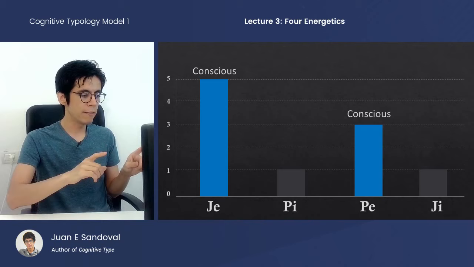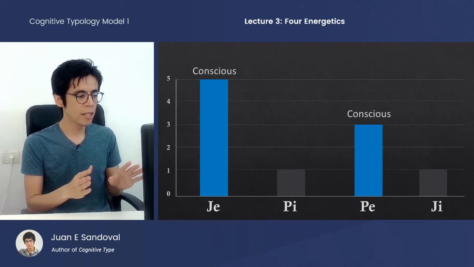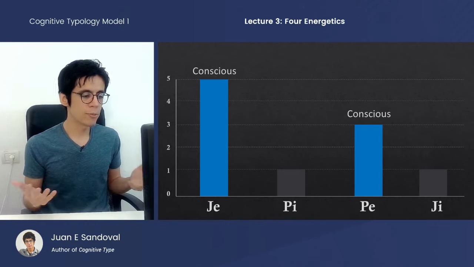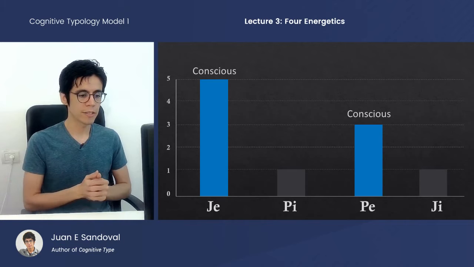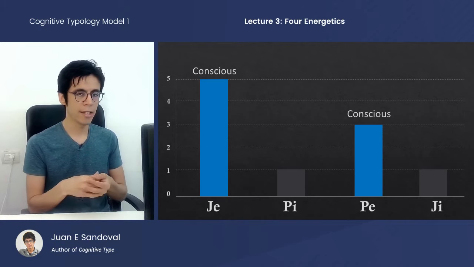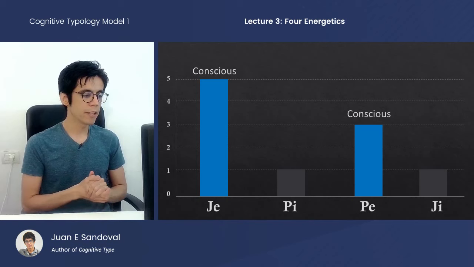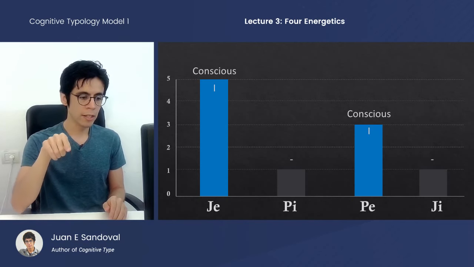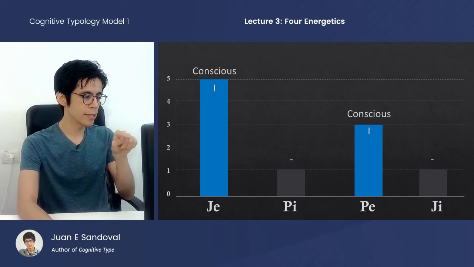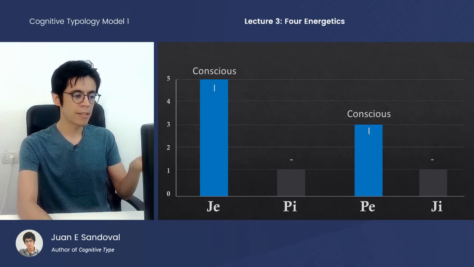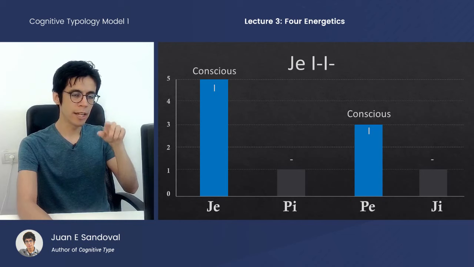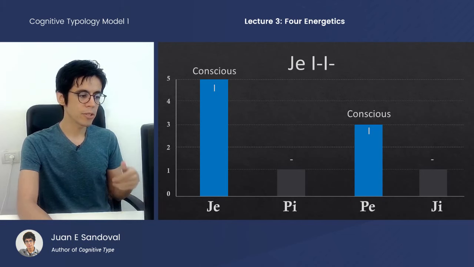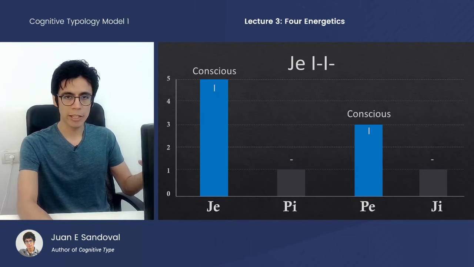So again, here we have a JE lead with a developed PE, but that takes too long to write. So we made it easier on ourselves by just giving these different developments a naming convention. If it crosses the threshold of consciousness, we gave the function a little vertical line. And if it doesn't, we give it a horizontal dash. So the way we'd write this out is JE line dash, but we usually say that as JE double extroverted.